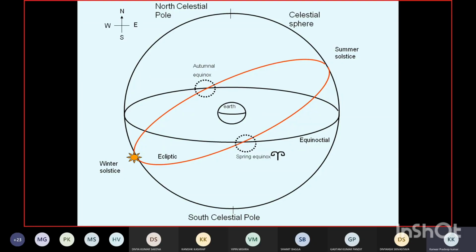Because 23.5 is the maximum declination north. After that, the rising bearing will start decreasing. Again, in September, it will become 90. And after that, the bearing will be how much? 91, 92, till it goes to 113.5, like that. So you have understood the concept now. What is the declination and how to figure it out.